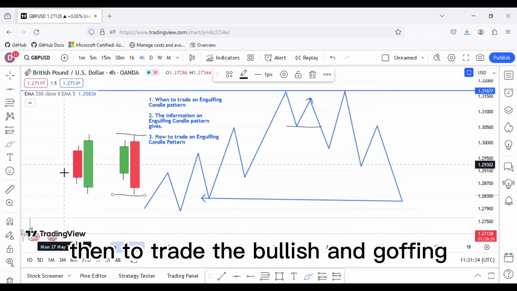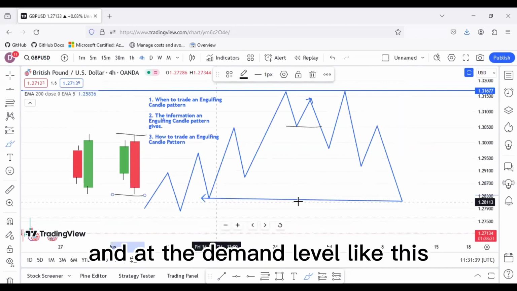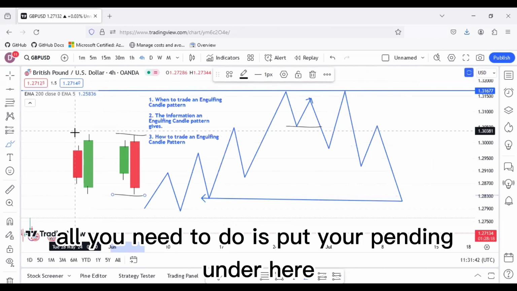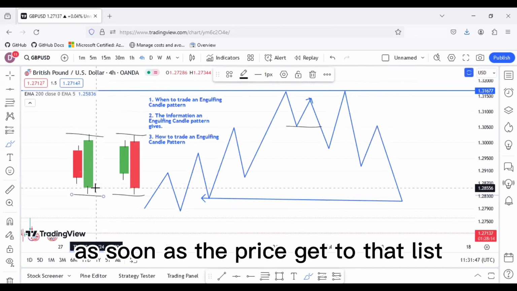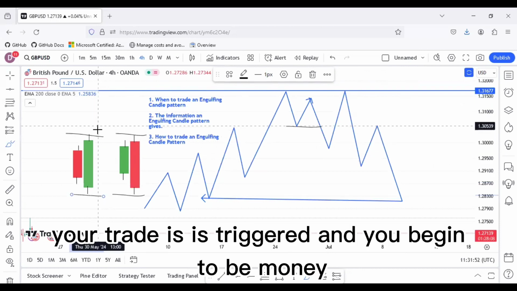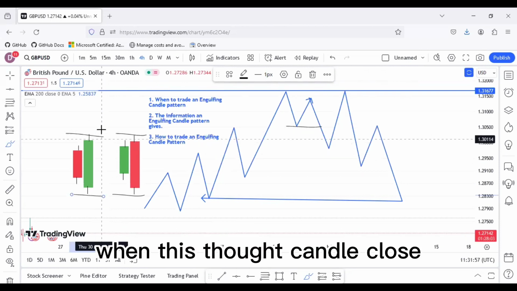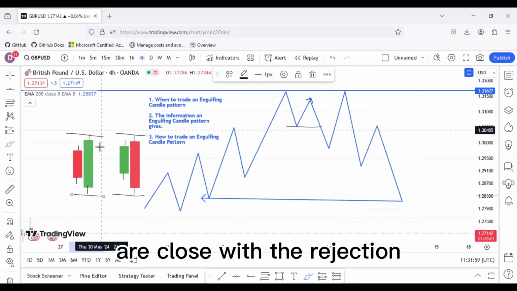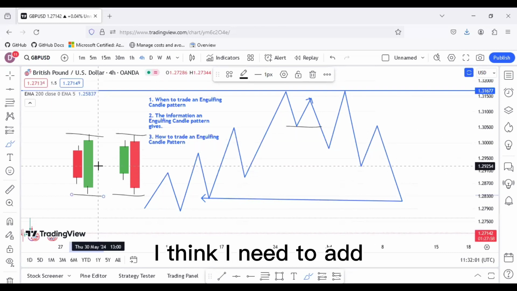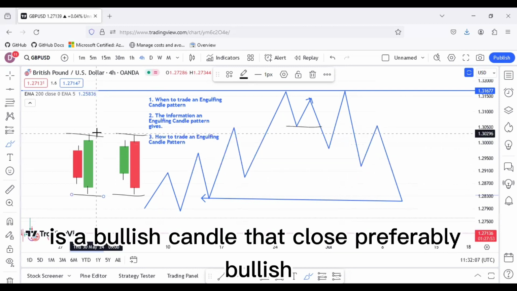Then to trade a bullish engulfing, when you see this at the bottom of the trend and at a demand level like this, all you need to do is put your pending order here and your stop loss here. As soon as the price gets to that place, your trade is triggered and you begin to be in money. Or you wait for the third candle to close. When this third candle closes, it should close with a rejection, with a long wick here, preferably a bullish candle.